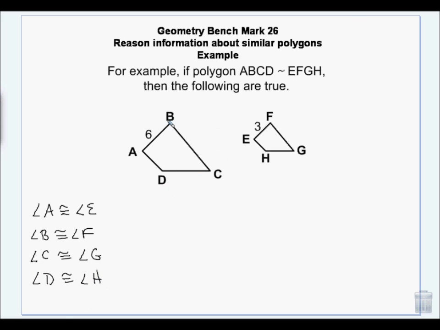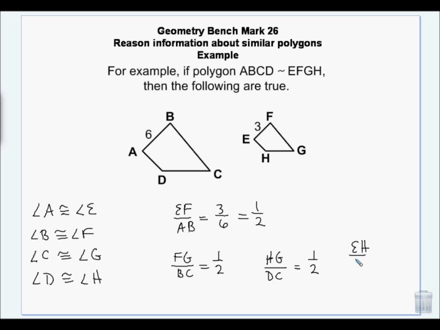Also, if you look here, the length of AB is 6 and the length of EF is 3. So this is what I meant with the side length ratios. If I do EF over AB, that's 3 over 6, so that's 1/2. Well then, if I do FG over BC, that would also have to equal 1/2. And HG over DC would also have to equal 1/2. And EH over AD would also have to equal 1/2. So I don't know what these lengths are from this picture because they're not labeled, but whatever numbers are here, if for example this was a 4, this would be an 8. Because 4 over 8 equals 1/2. Does that make sense?